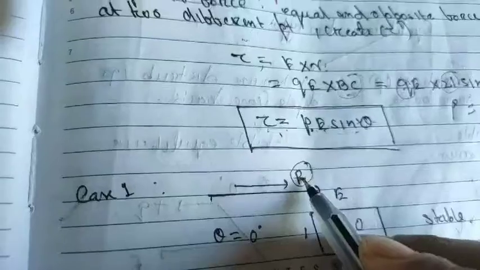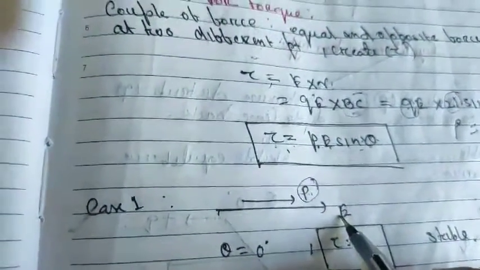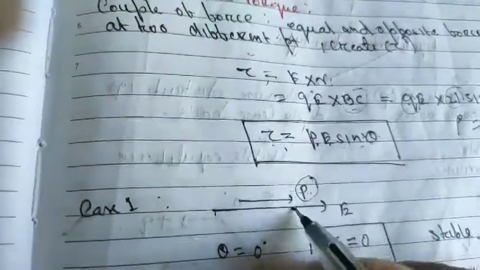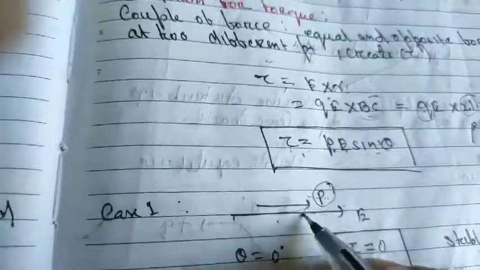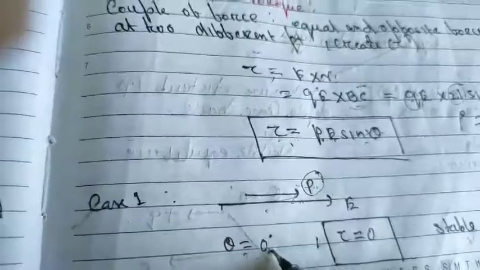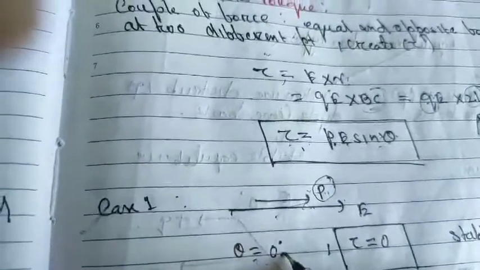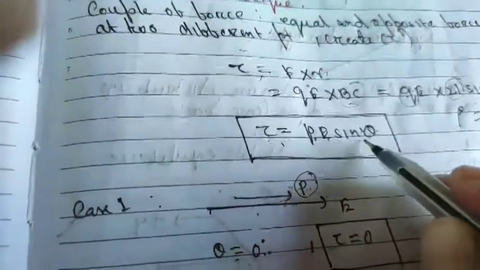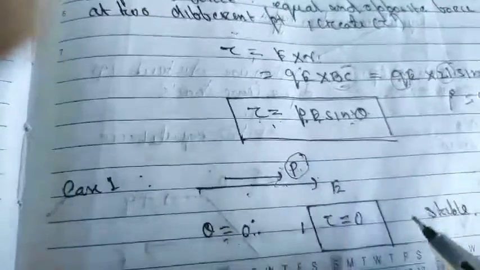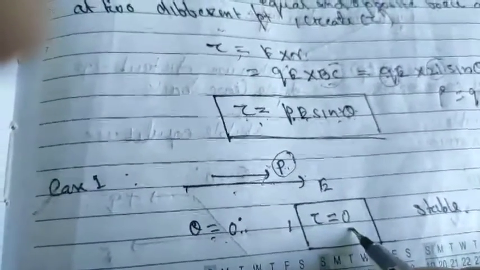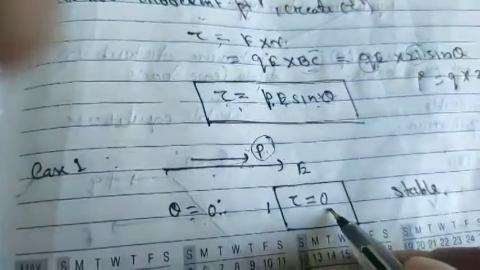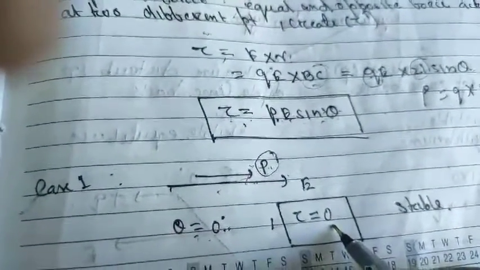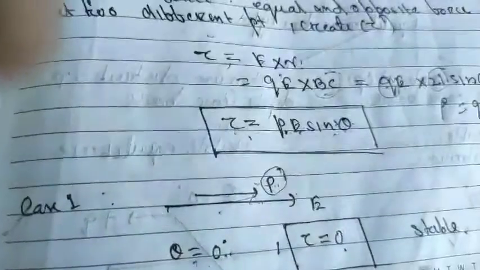So first you see, this is your dipole, means P. This is the electric field. When both are in the same direction, see the arrows showing both are in the same direction, theta at that time is 0 degree. And once you put sine 0 degree, your answer will come as tau is equal to 0. So this is the first condition when we can say that the torque is stable, when theta is 0.